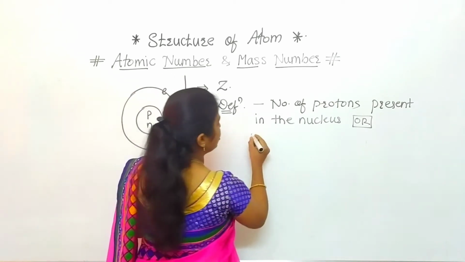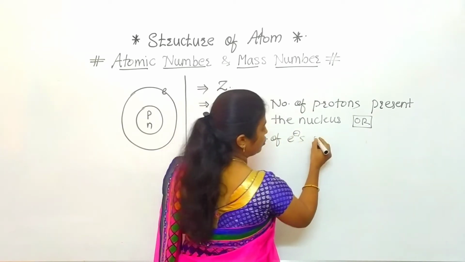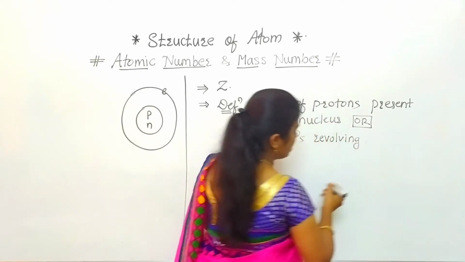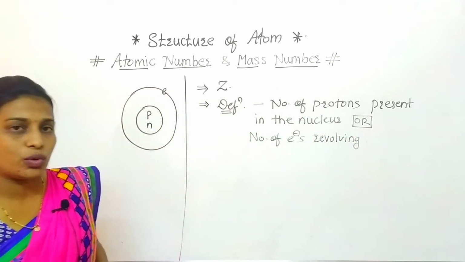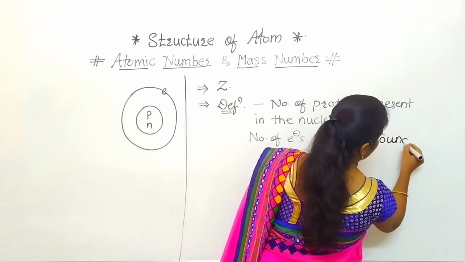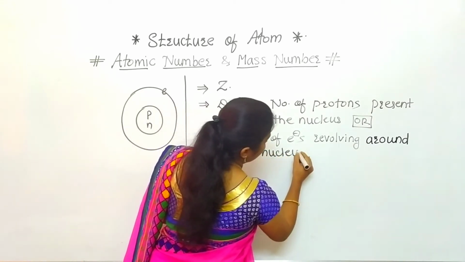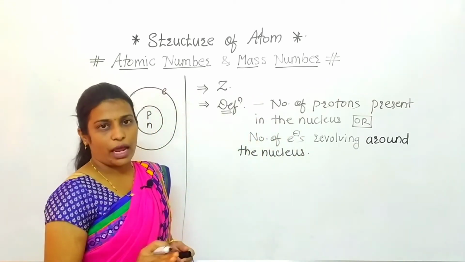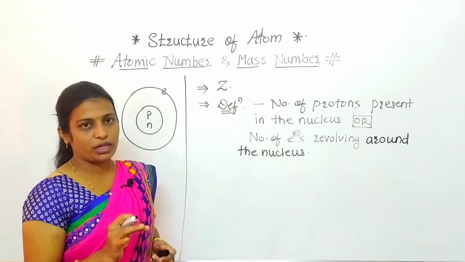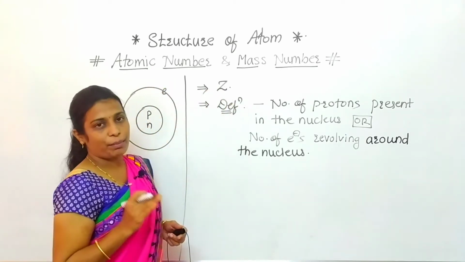What is the second definition? The number of electrons revolving around the nucleus is called the atomic number. So there are two ways to write the definition of the atomic number. Firstly we should know that atomic number is denoted by the symbol capital Z.